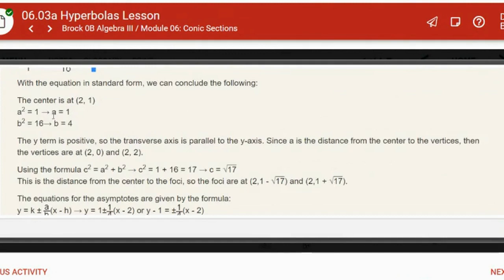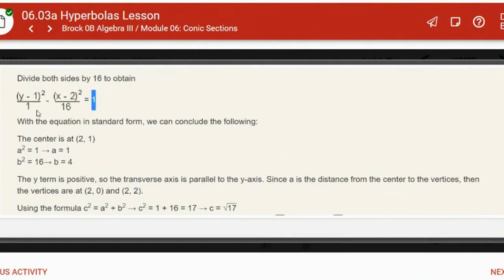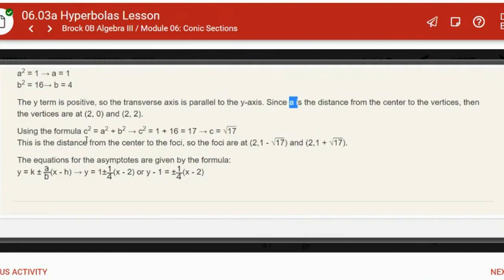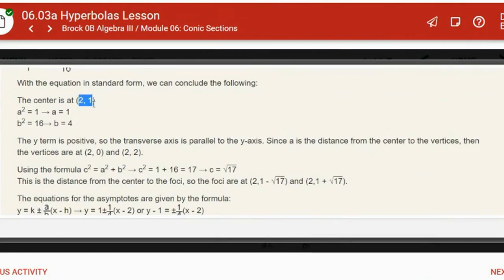So the y term is positive, right? The y term is positive, so the transverse axis is parallel to the y-axis. So this is an up and down vertical. a is the distance from the center to the vertices. So the vertices have to be at 2, 0, and 2, 2. See, notice there it's up and down, so the y is what changes. One vertex is below the center, one's above the center, because our center was at 2, 1. So straight below that at 2, 0 is one of the vertices. Straight above that at 2, 2 is the other vertex, because the distance a equals 1. 1 is the distance between the center and the vertices.